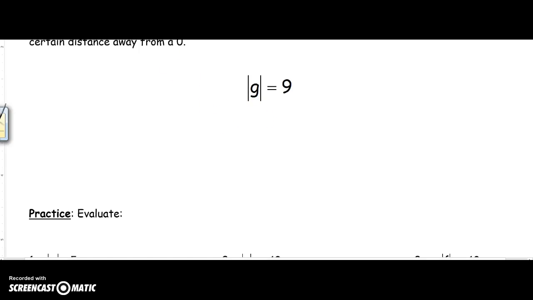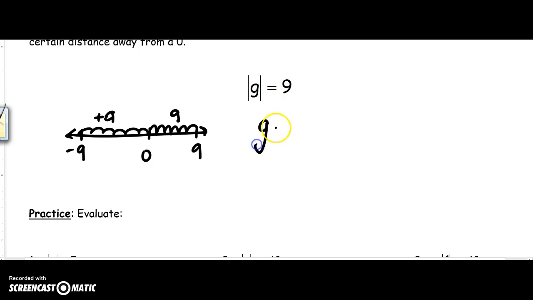you know that in order to solve this, you would have said, well, I know that on my number line, I have 9 here and I have negative 9 here. Both of which, if you were to move, you would move 9 units to the right and you would move 9 units to the left, both giving you an answer of 9. So in this case, g can equal 9 or g can equal negative 9. Either of those, when you substitute it into g, will give you 9 as an answer.